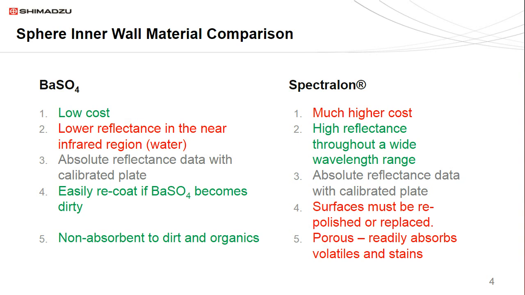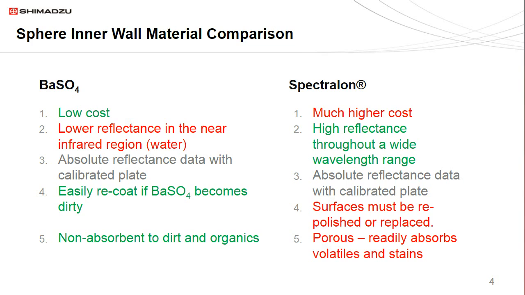Barium sulfate has a low reflection in the near infrared region because of water in the barium sulfate. Spectralon doesn't suffer from this. It still has a little bit of water as you go out into the near infrared, but it's a significant difference from barium sulfate. Both spheres can be used to generate absolute reflectance data if you use a calibrated target plate.